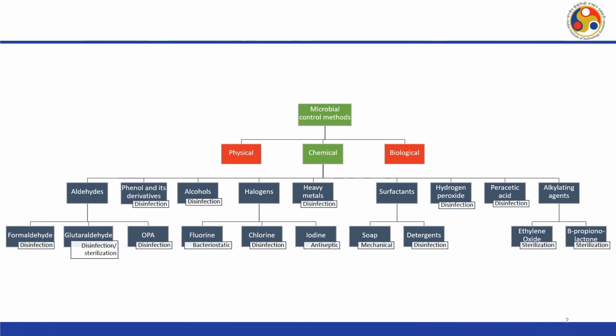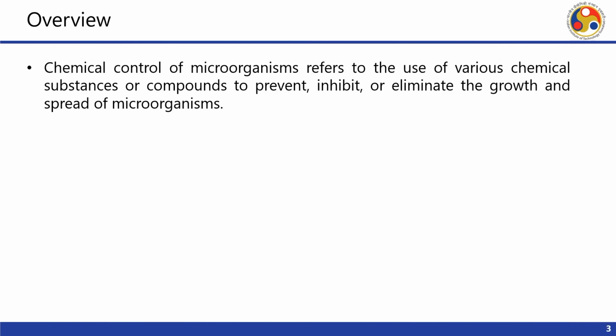aldehydes, phenol and its derivatives, and then we have alcohols. We also use certain halogens like fluorine, chlorine, iodine. Then we have certain metals which we use for disinfection, and then we have surfactants like soaps and detergents, and then hydrogen peroxide, peracetic acid, and alkylating agents like ethylene oxide and beta propionolactone. In aldehydes, we have various compounds like formaldehyde, glutaraldehyde, etc. So, we will be discussing these in detail one by one.